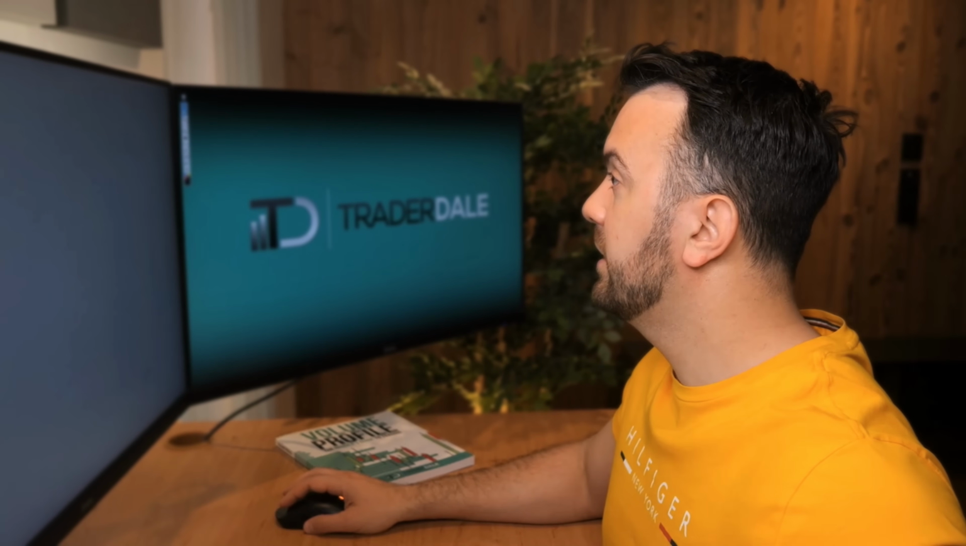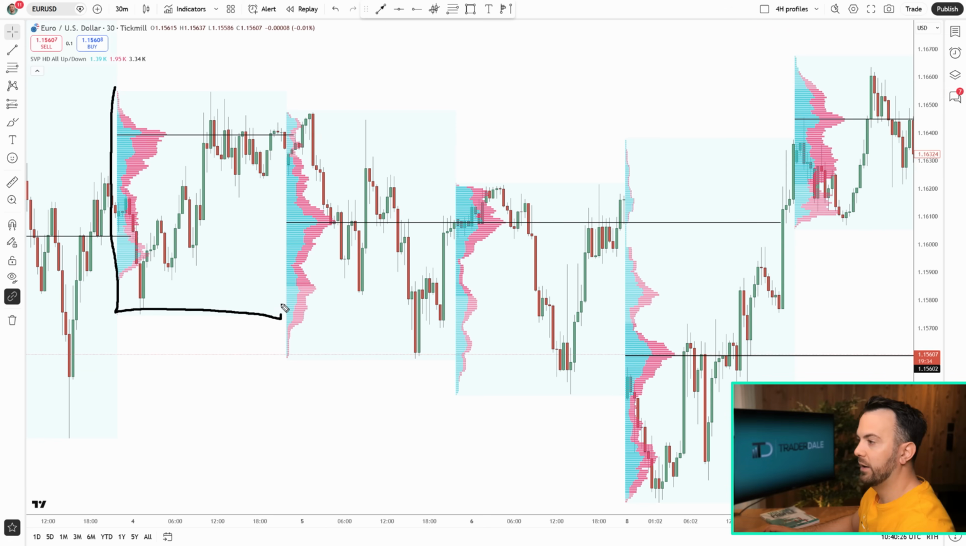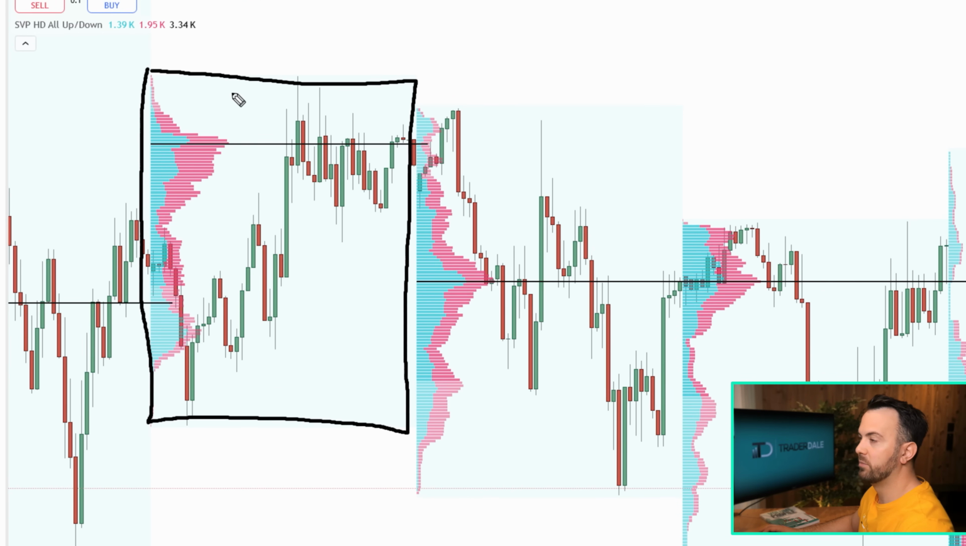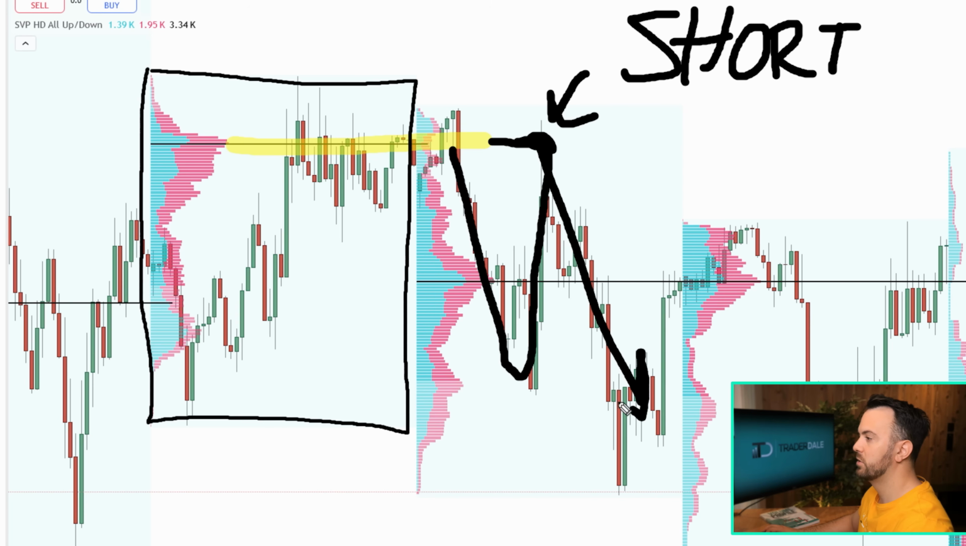Okay, so let me go back to the TradingView and let me comment on a couple of those trades. Okay, so let's start from here. Let's take a look at this daily volume profile. It has its point of control in here, this line. So what you do when you see this is you wait for the pullback. The price goes away from the level, makes a pullback, and this is the place where you go short. Okay, short from here. So that's the first trade.